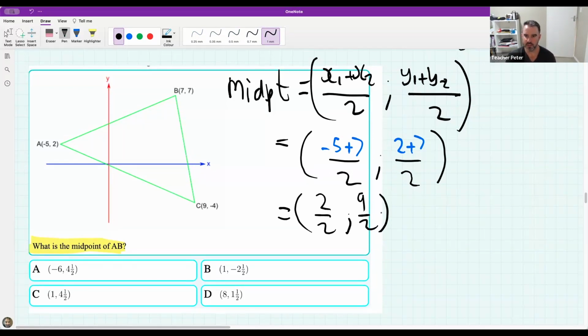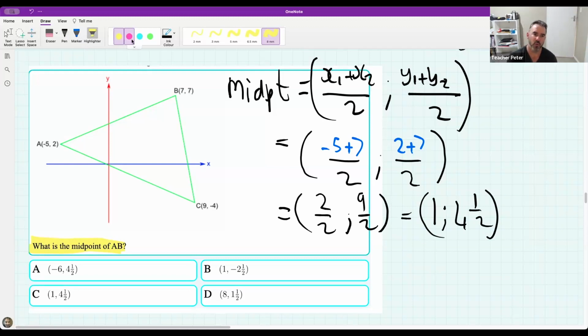Which option do we think is correct for this one? I have to watch out. 9/2 is also a mixed number. So I get 1 and 4.5, which would give me C. Well, there's lots of C's today. So that is the answer that I get. I get C.